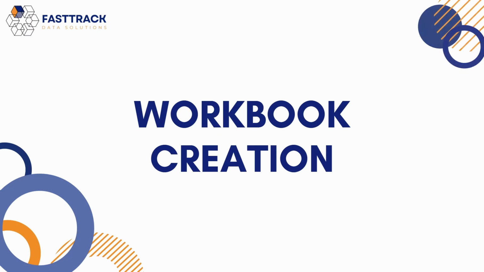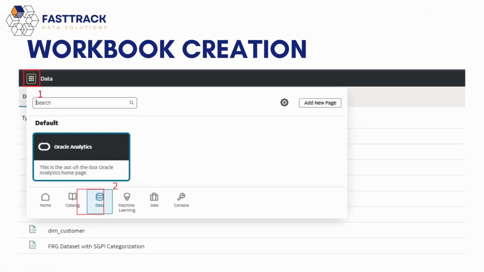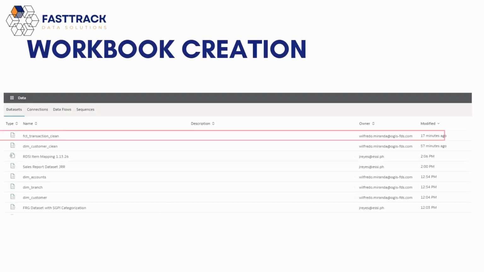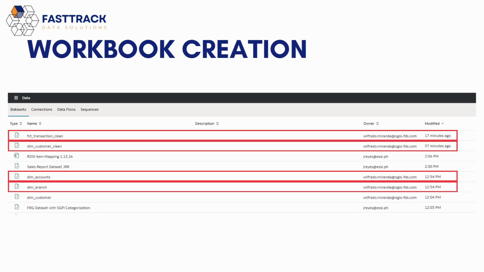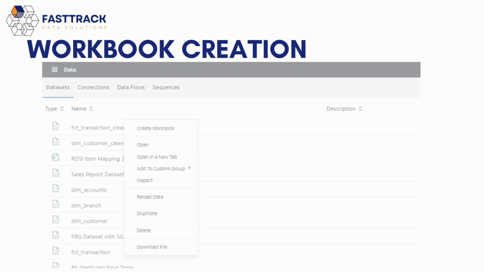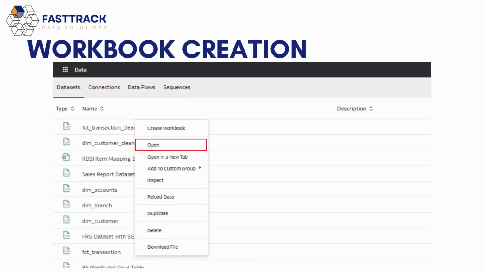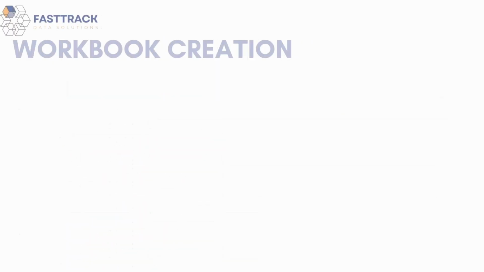Workbook Creation. Click the grid icon at the top left corner to open the main menu. Select the Data tab from the menu options. In the Data page, you will see a list of datasets. Look for your saved dataset. Right-click on the dataset name and select Open from the context menu. This will open the dataset so you can view or work with the cleaned and processed data.